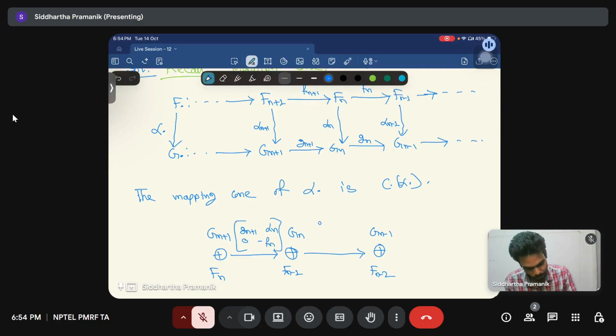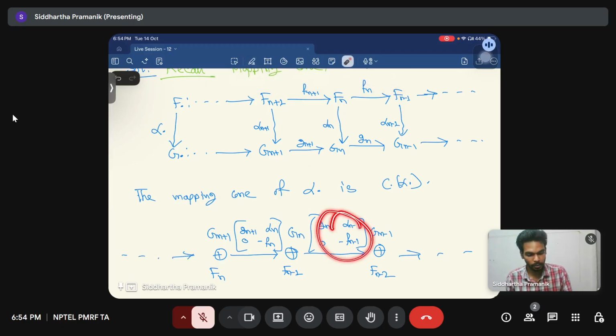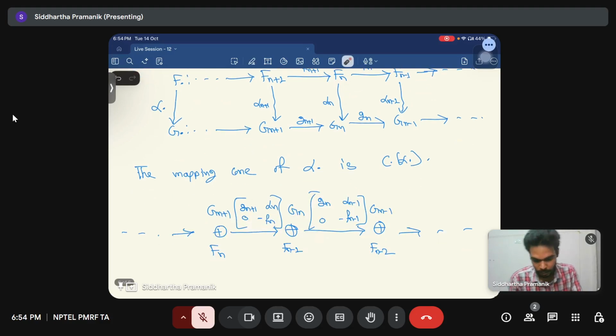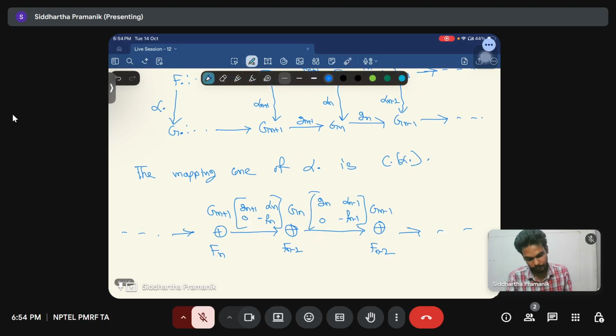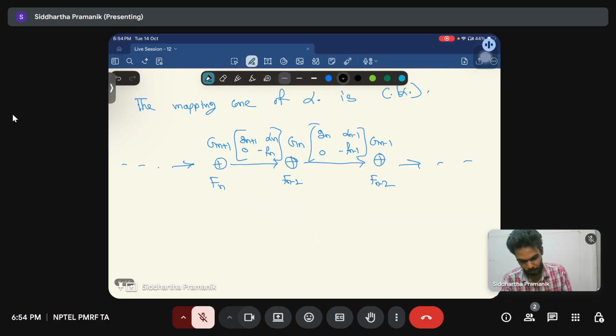Similarly here it will be Gn, alpha n minus 1, 0, minus Fn minus 1. And this will continue. And you can check that this forms a complex because composition of this with this will be 0. So now use this. Now come back to our problem.